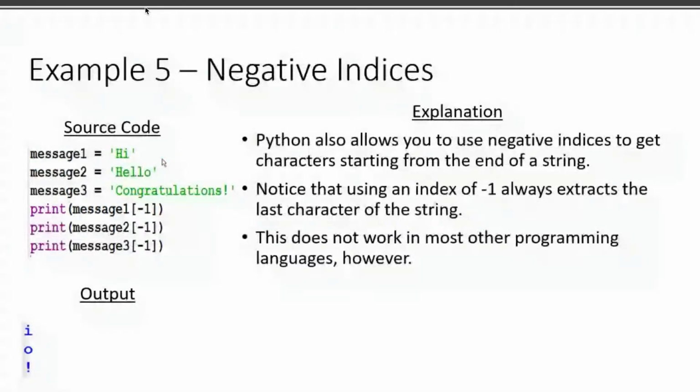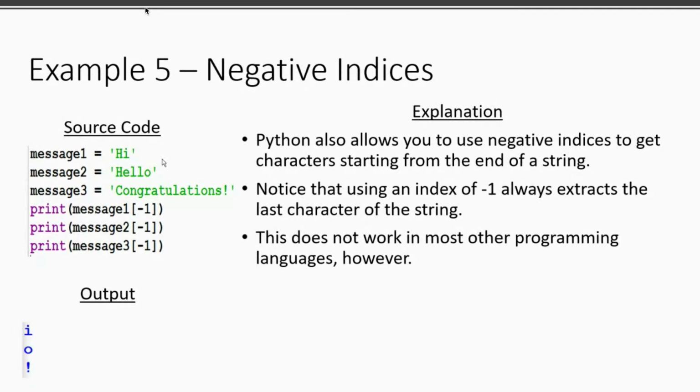Okay, so let's look at negative indices. Python allows you to use negative indices to get characters starting from the end of the string. So notice that using an index of -1 extracts the last character. So why doesn't negative indexing start at 0? It doesn't start at 0 because we already use 0 for a positive number. If we used 0 for negative indexing, the program wouldn't know whether to start at the first letter or the last letter. So that's why negative indexing starts at -1 and goes on.